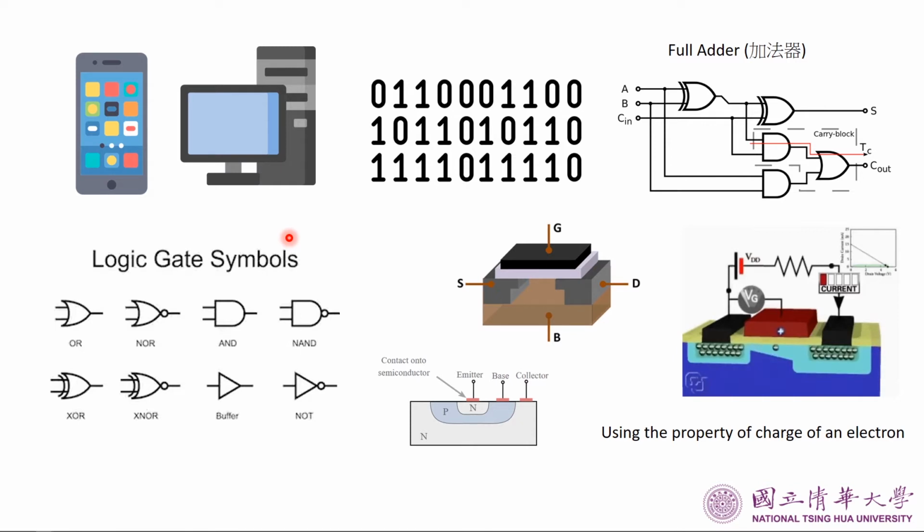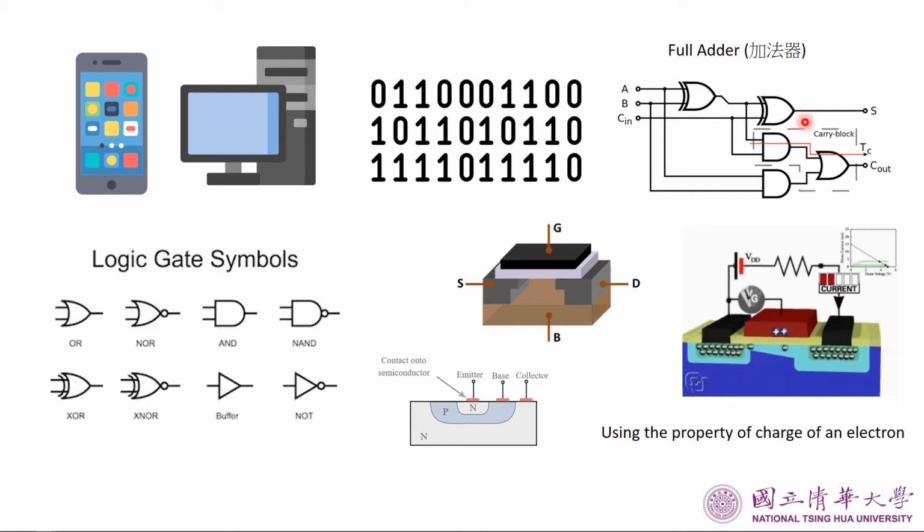Okay, first of all, let's look at the smartphone which we use in our daily life. Those electronic devices operate with digital signals, which is known as the binary code, 0 and 1. Those signals stand for high voltage and low voltage and can be easily operated in electrical circuits.